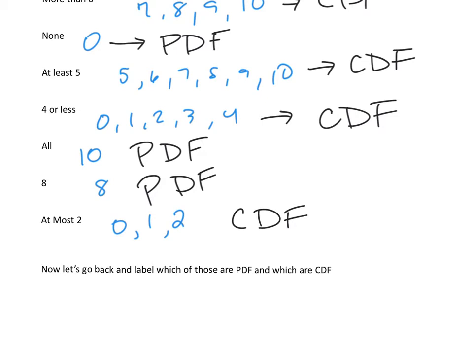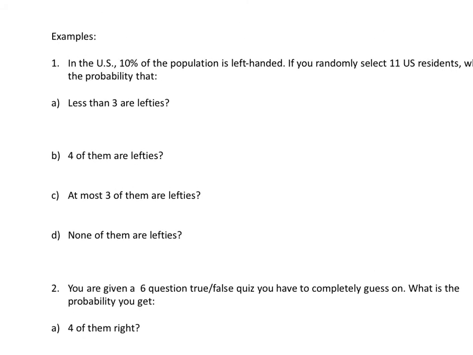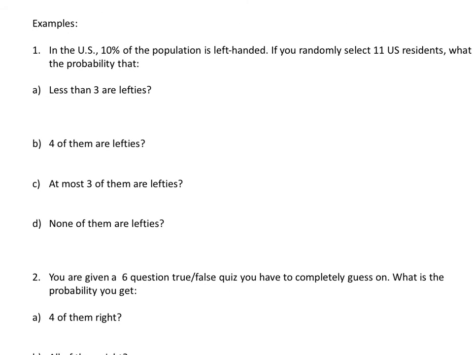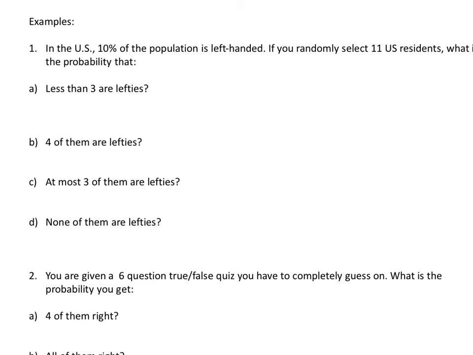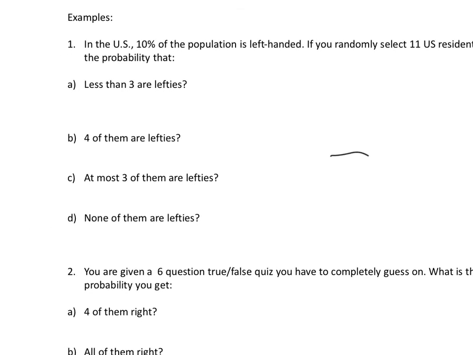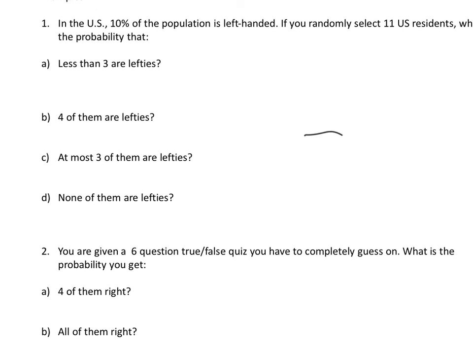All right, let's go to examples. So these are what your problems are going to sound like. In the U.S., 10% of the population is left-handed. It used to be 14%, and I looked it up this morning, and it's 10% now. So I don't know why our left-handed population is dwindling, but it is. I think it's because they're stopping people earlier. You randomly select 11 residents. What's the probability that less than 3 are lefties?